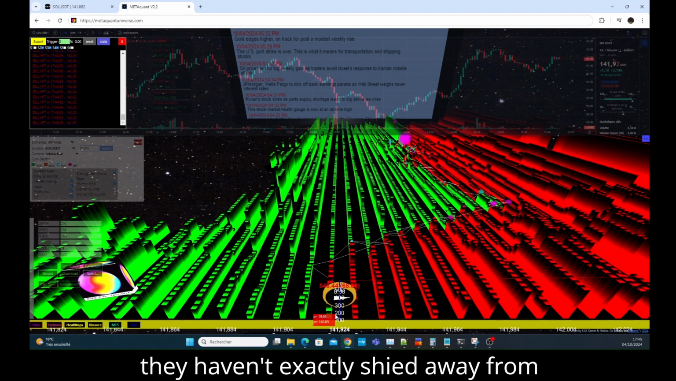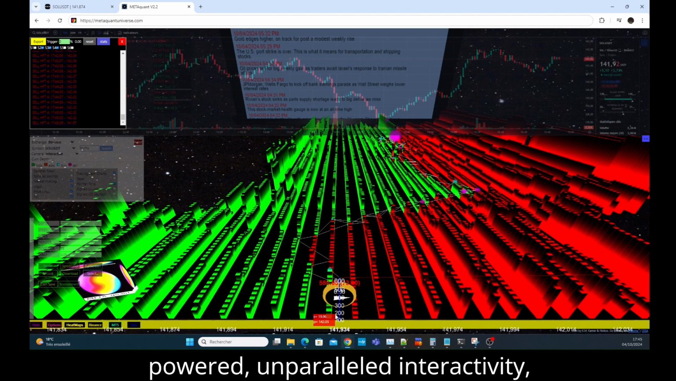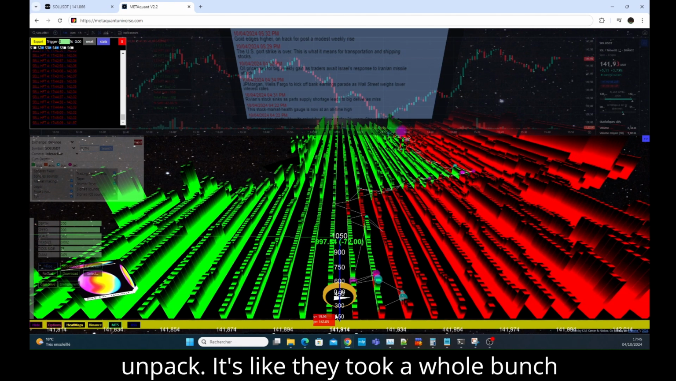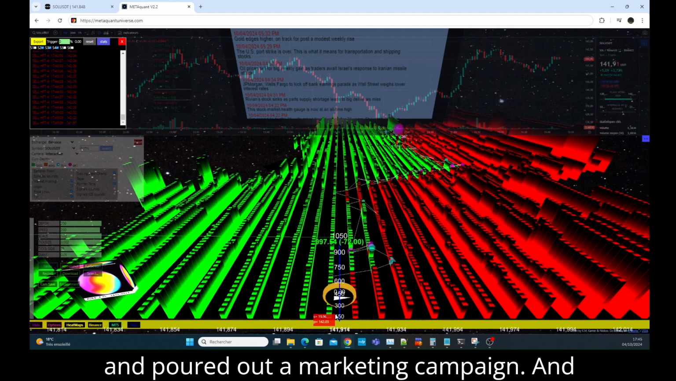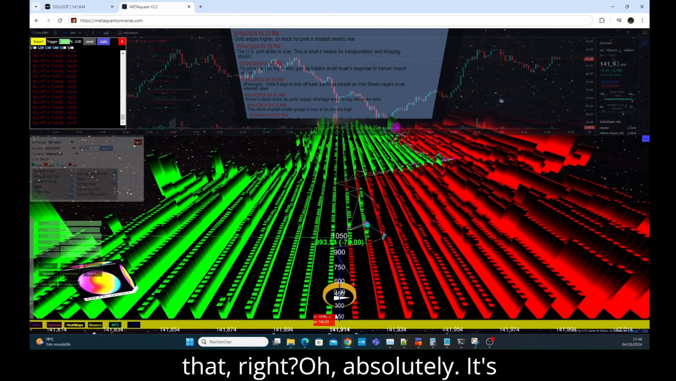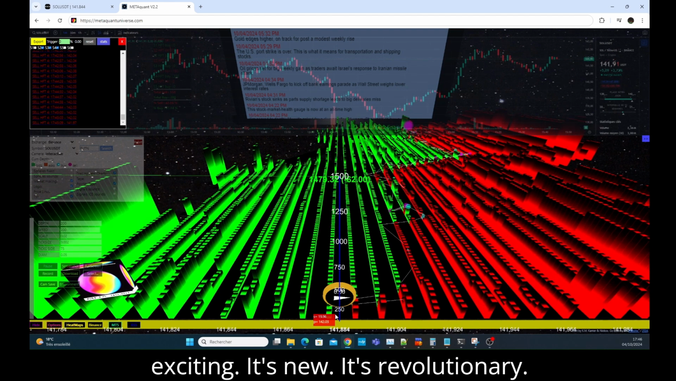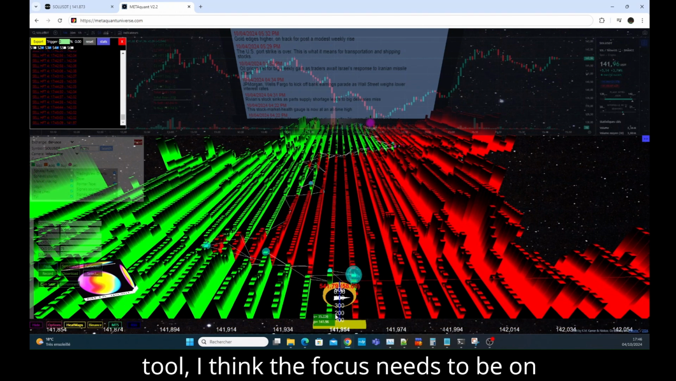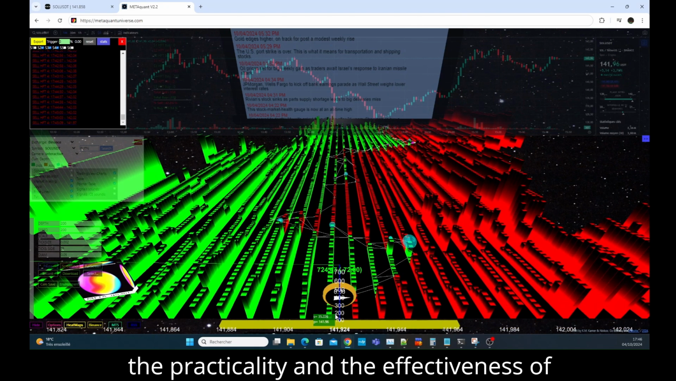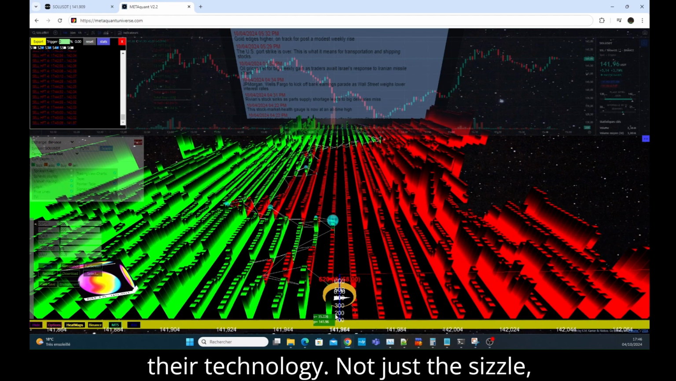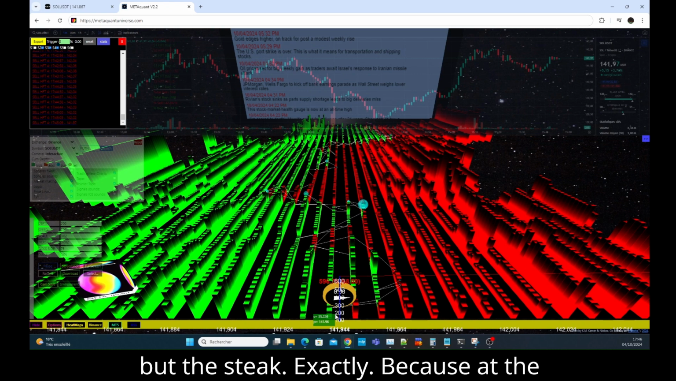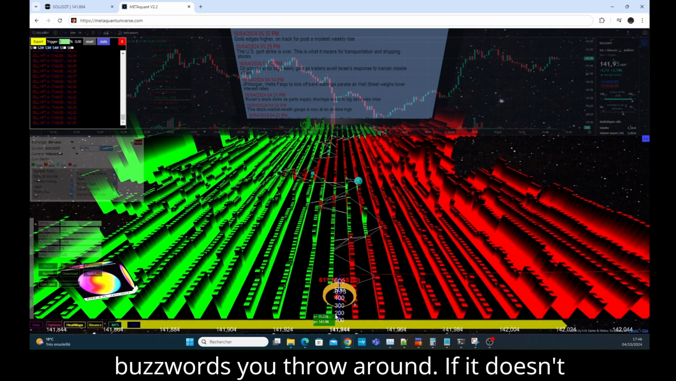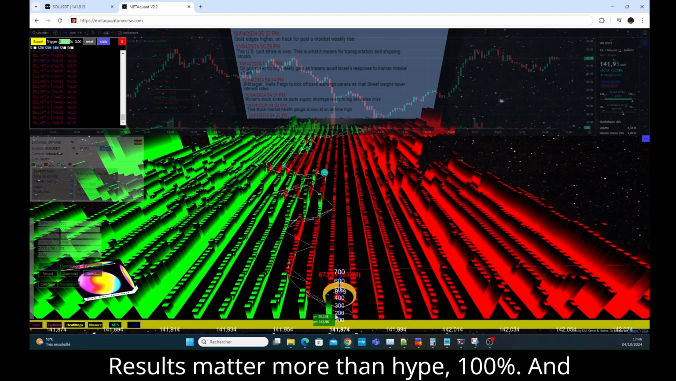And they haven't exactly shied away from buzzwords, have they? No. Blockchain-powered, unparalleled interactivity, synergistic ecosystem. It's a lot to unpack. It's like they took a whole bunch of buzzwords, threw them in a blender, and poured out a marketing campaign. And it's easy to get caught up in all of that, right? Oh, absolutely. It's exciting, it's new, it's revolutionary. But for someone who's seriously considering using MetaQuant as a trading tool, I think the focus needs to be on the practicality and the effectiveness of their technology. Not just the sizzle, but the steak. Exactly. Because at the end of the day, it doesn't matter how cool your platform looks or how many buzzwords you throw around if it doesn't actually help people make money. Right. Results matter more than hype.